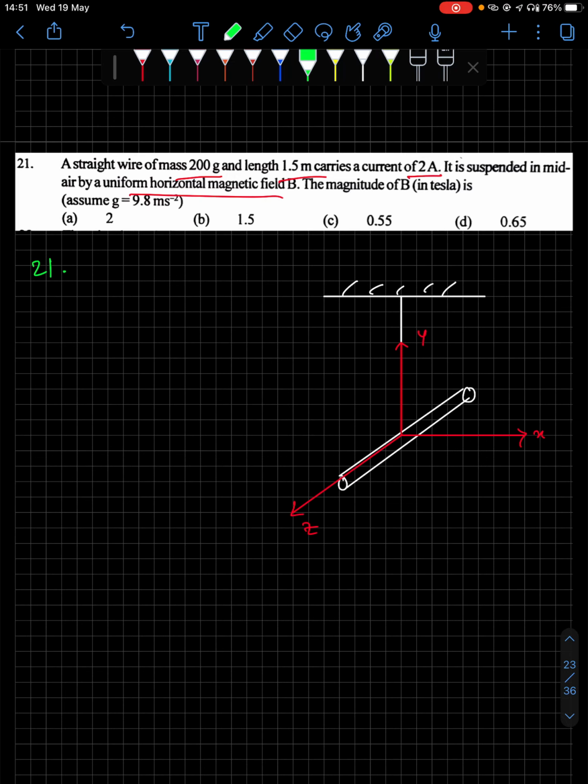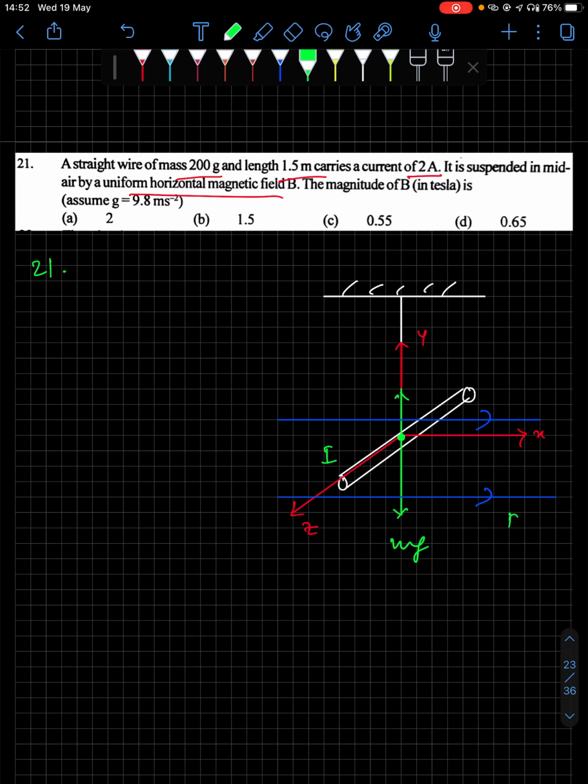You see the current and length, it is suspended in mid-air. The magnetic field has to act in such a manner that it balances the weight, or the force due to gravity. Now under that situation, it is carrying a current. If the current is along the z direction, and the field is horizontal, so since the field is horizontal, you can consider the field is going from left to right.